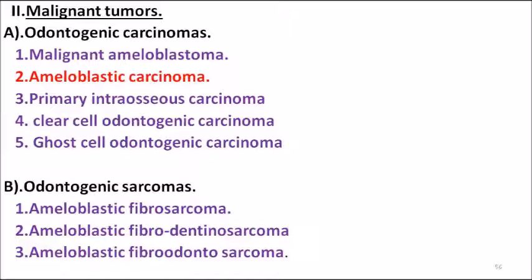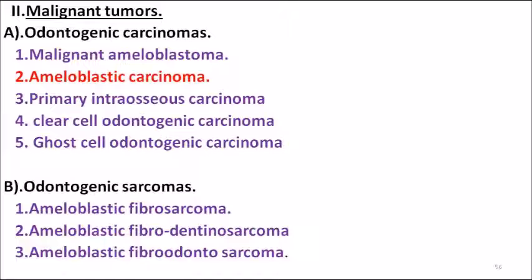The benign ameloblastoma can transform into a malignant ameloblastoma. Then ameloblastic carcinoma: a carcinoma like squamous cell carcinoma can originate from the ameloblastoma. So that is ameloblastic carcinoma. Third one, primary intraosseous carcinoma. Then clear cell odontogenic carcinoma and ghost cell odontogenic carcinoma. This subclassification is based upon the cells present within them, histologically.